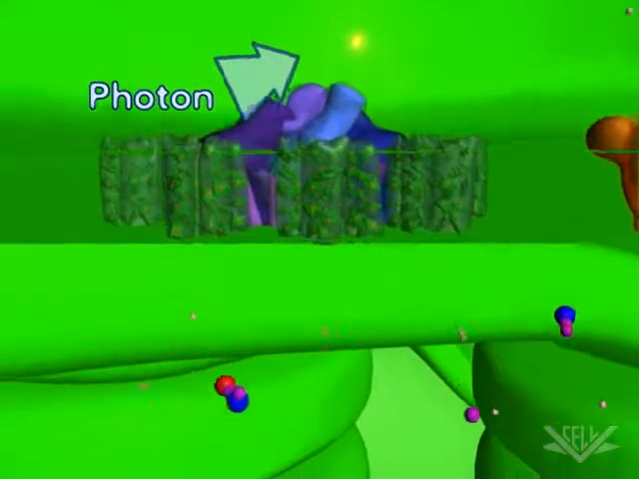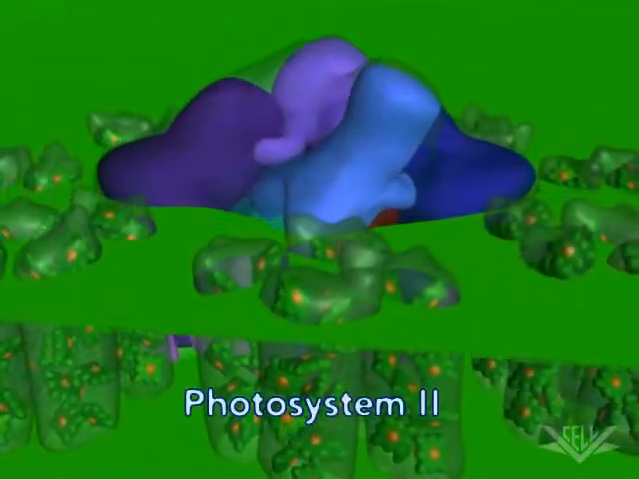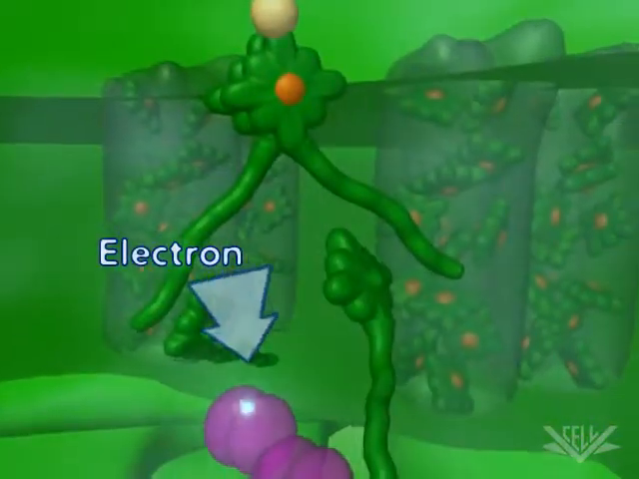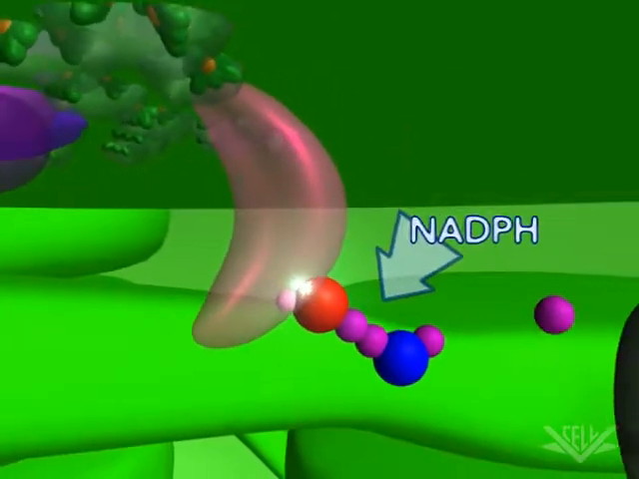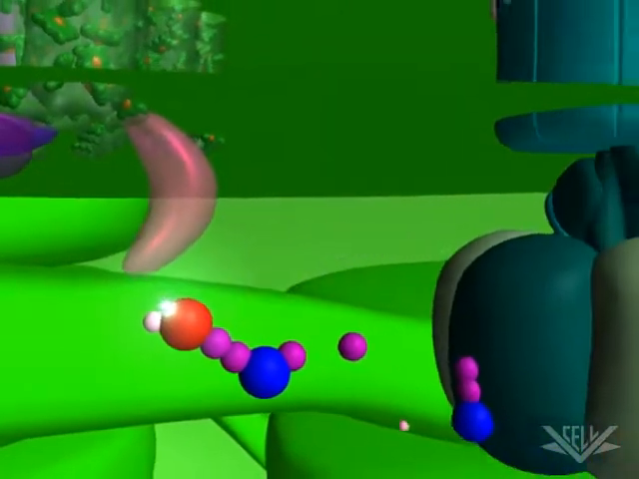It begins with a photon of light that produces the energy necessary to release an electron down the carrier chain. Here you can see the electron moving between the carriers, along with ATP being produced by ATP synthase.